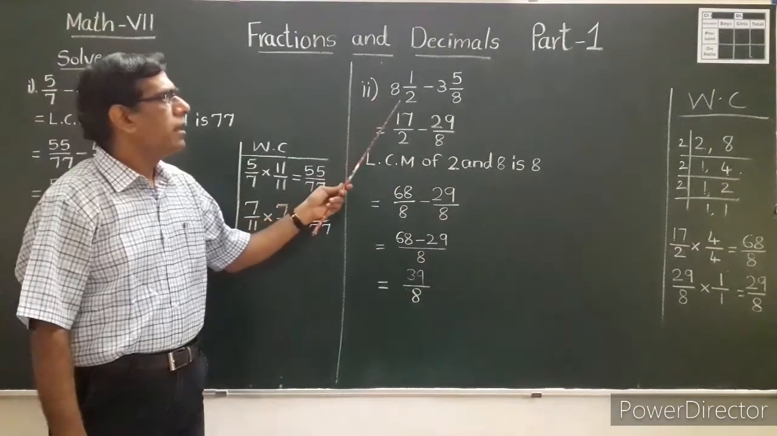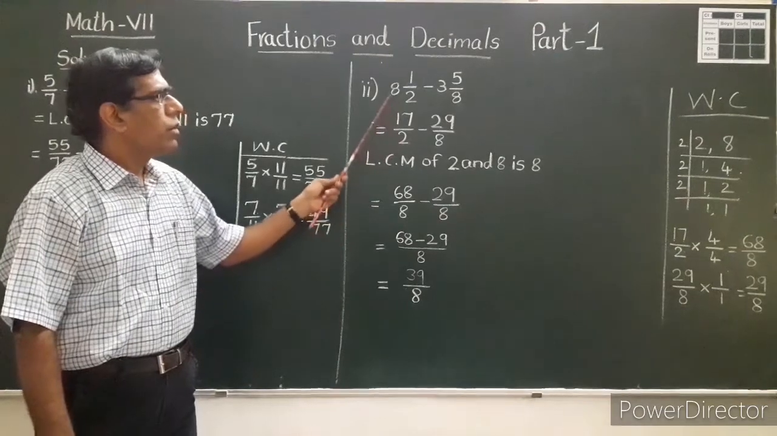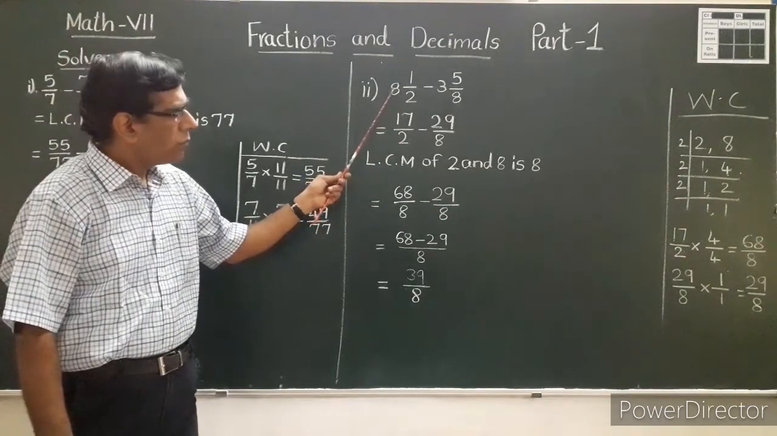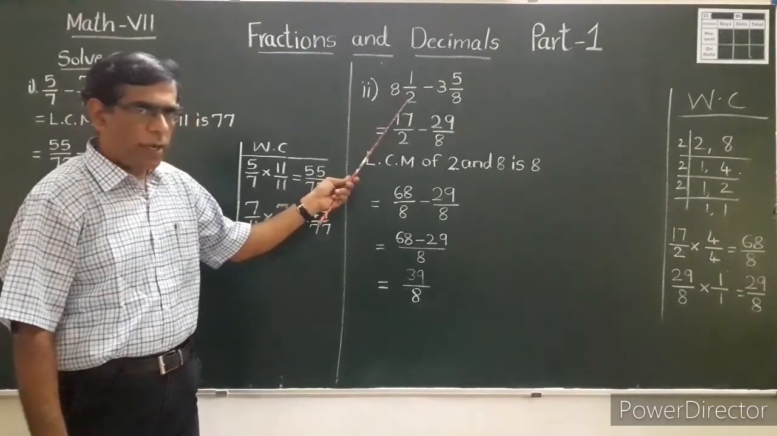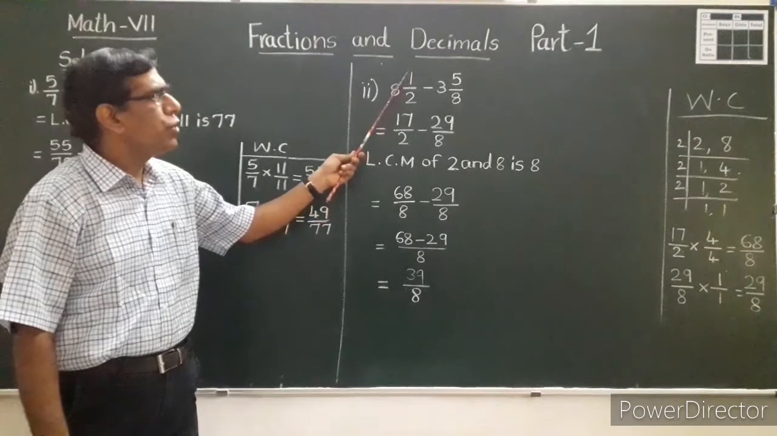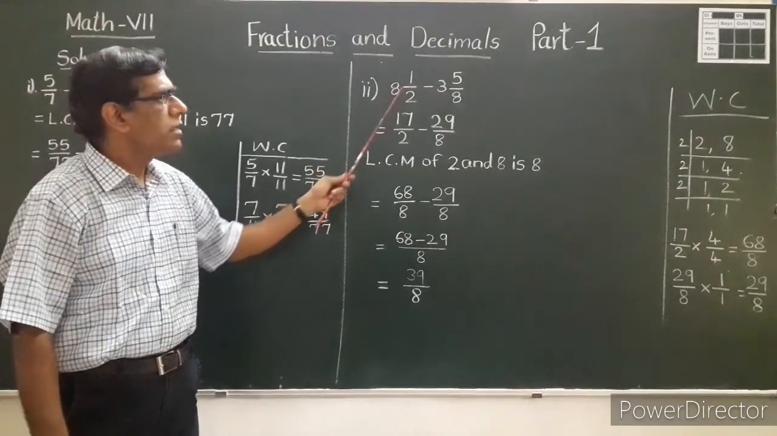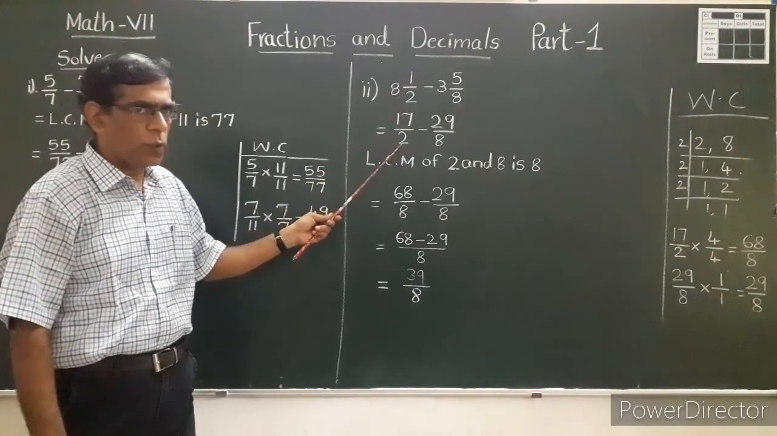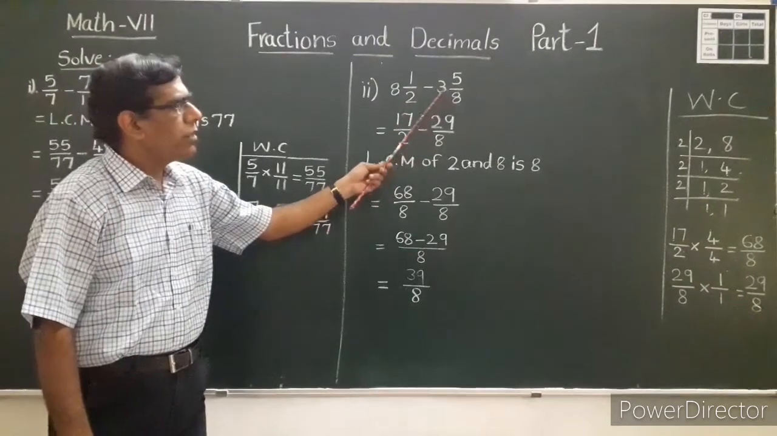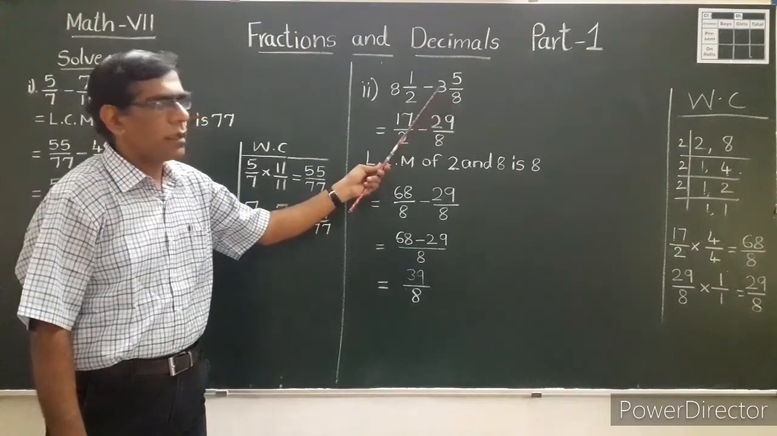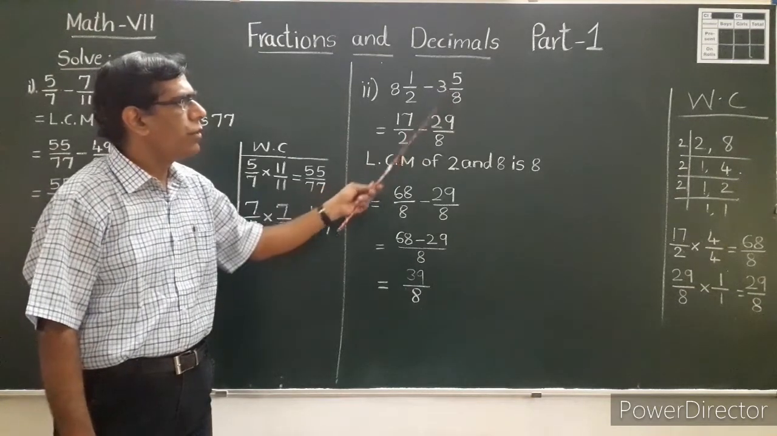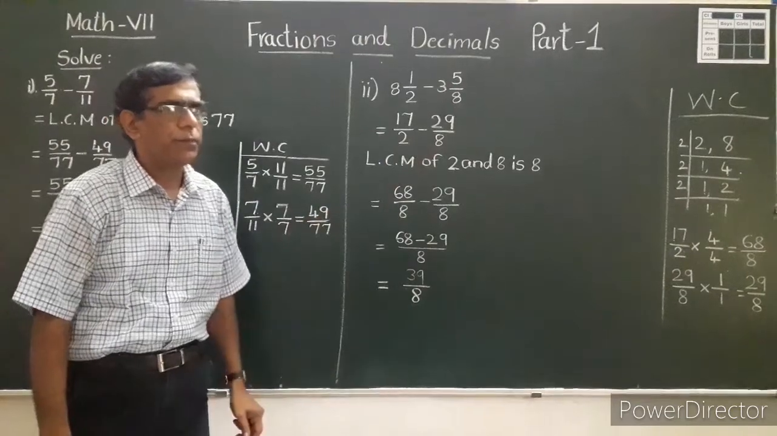Once again, children, see how it will come, 17 by 2. We multiply the whole number 8 and the denominator. 8 times 2 is 16. That product we add to the numerator. 16 plus 1 is 17 by 2 minus, then 8 times 3 is 24 with the denominator and whole number. 24 plus 5 is 29 by 8.